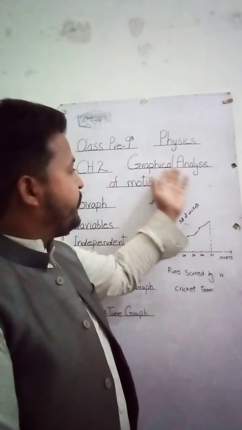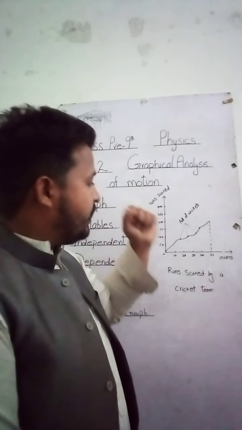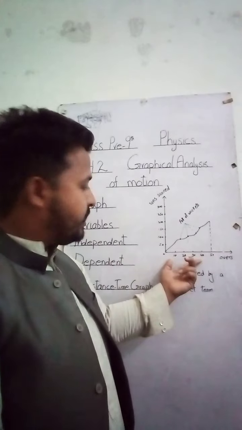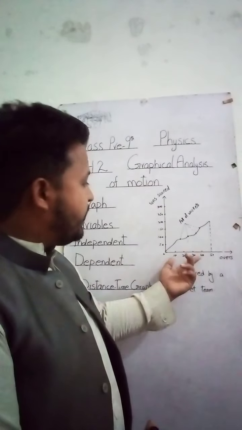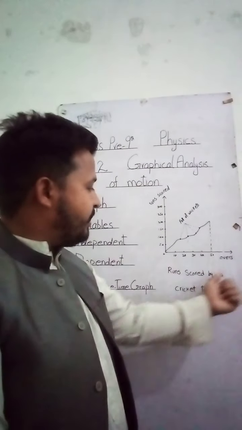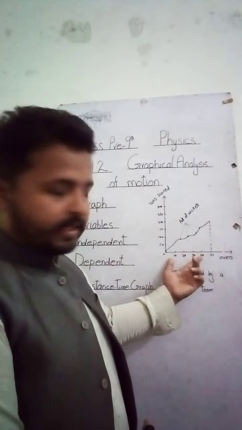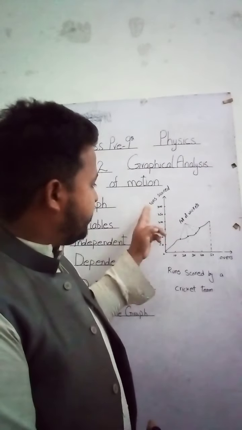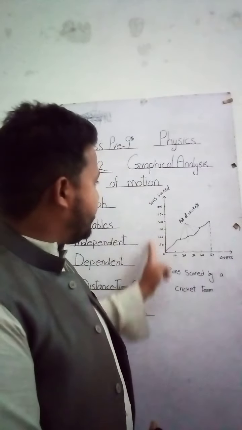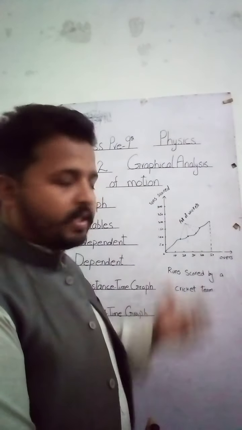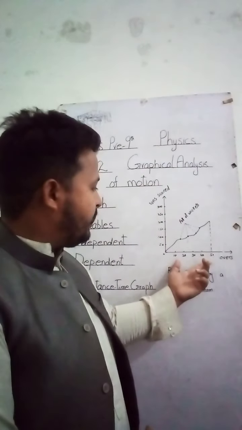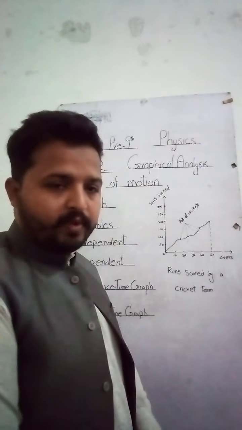Before discussing graphical analysis of motion, first let us discuss a diagram. This diagram shows runs scored by a cricket team. In this diagram we have two axes, x-axis and y-axis. On the y-axis we have runs which are scored by the team and on the x-axis we have overs.